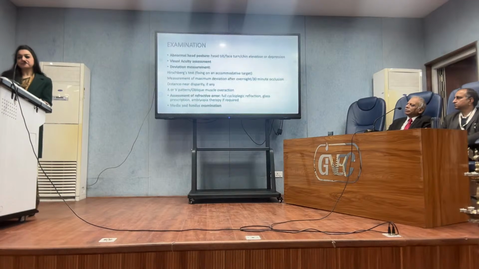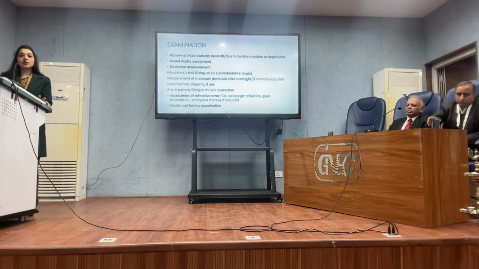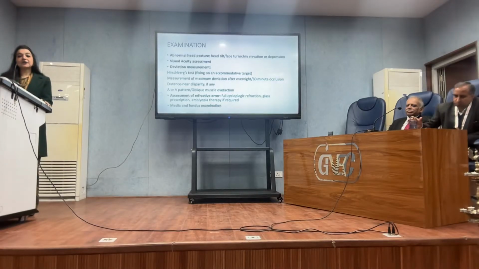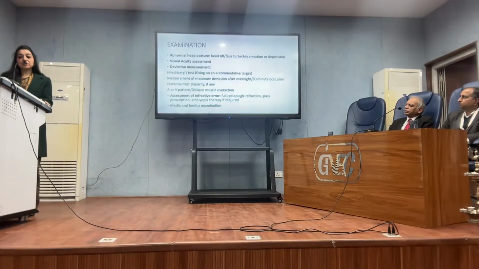Family history, examination. So we start with an abnormal head posture. Head posture can be a head tilt, a face turn, chin elevation or depression. Then visual acuity assessment is very important, and refractive errors should be assessed and fully corrected before progressing to anything else. Then comes the deviation measurement, Hirschberg's test, measurement of maximum deviation.